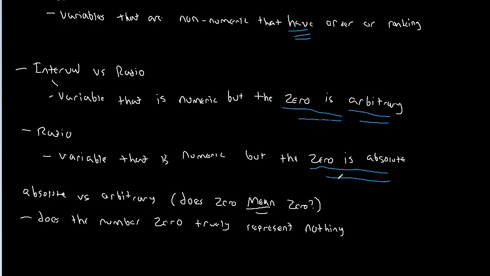So if you open up your wallet or your purse and you look at the money that you have, if you have 0 money, that truly means that you have no money. So that's an example of ratio data. Another example of ratio data could be the height of a person. If we measure their height from the ground, a value of 0 means that they have no height. So 0 truly does mean 0.